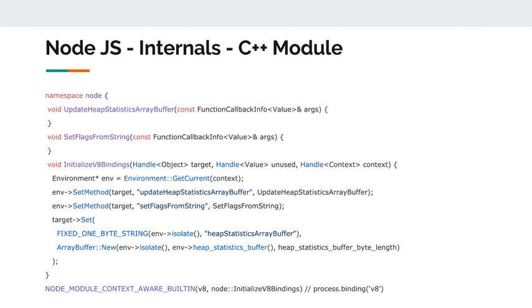At the bottom here, you have something called Node Module Context Aware Built-in. In C++, this is a macro. This macro will help us output all this module inside the C++ environment of Node while we are compiling, and it will also make it available to V8.